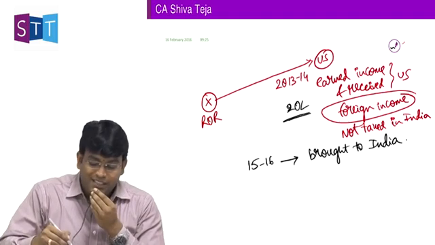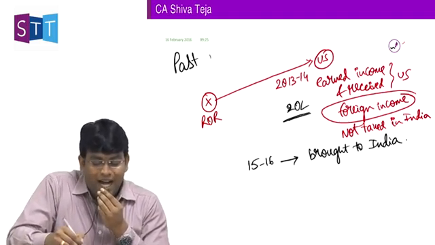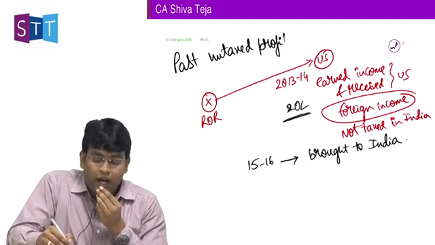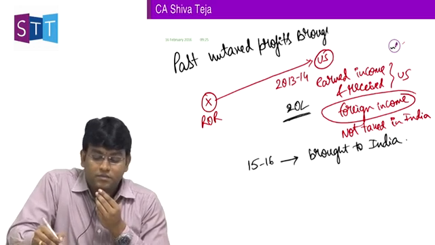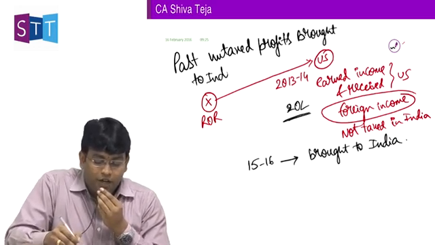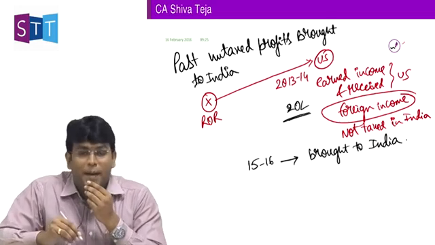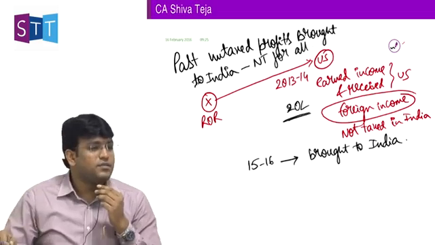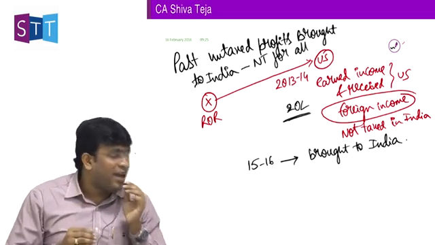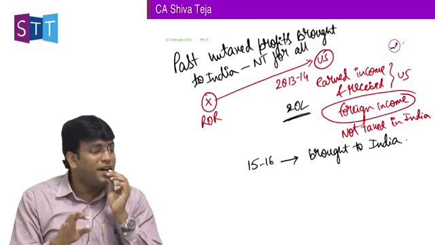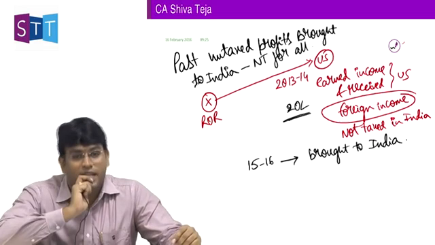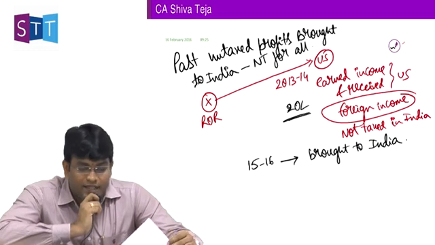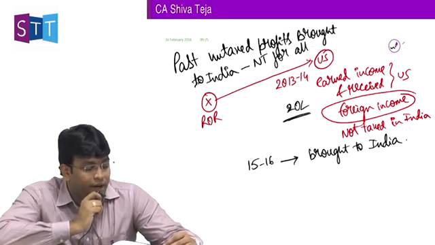So this language is what you know. It uses the words past untaxed profits. Past untaxed profits brought to India. I repeat again, what is the language? Past untaxed profits brought to India is not taxable for all. All means whether you are ROR, RNOR or NR, past untaxed profits brought to India are never taxable. This is an important point.